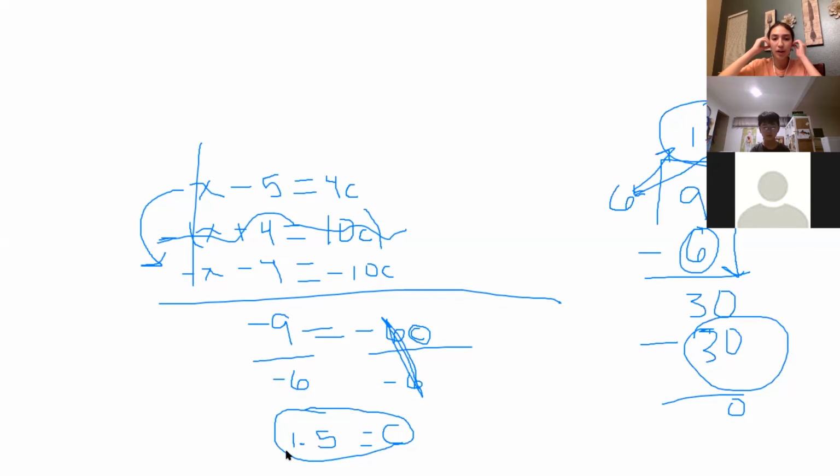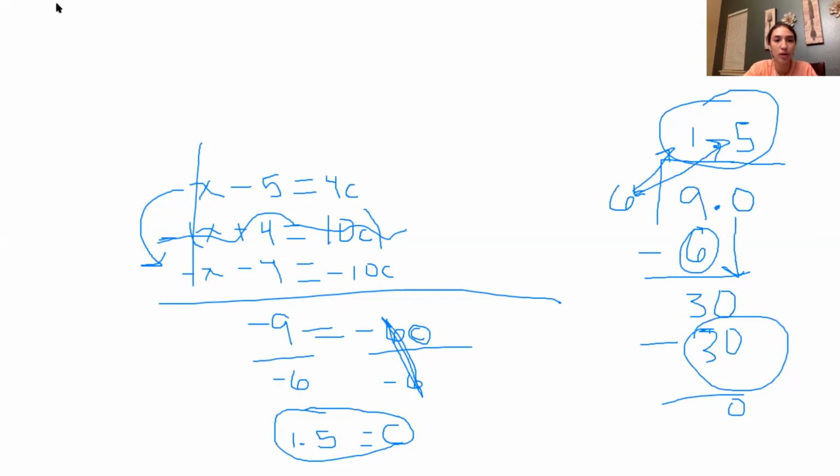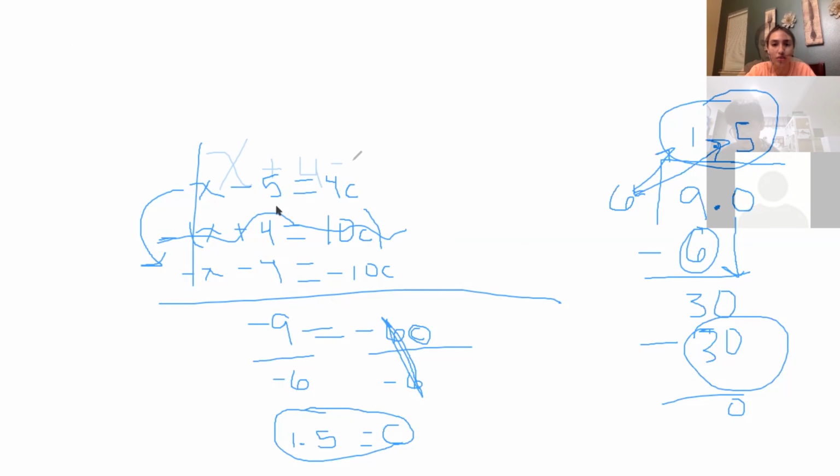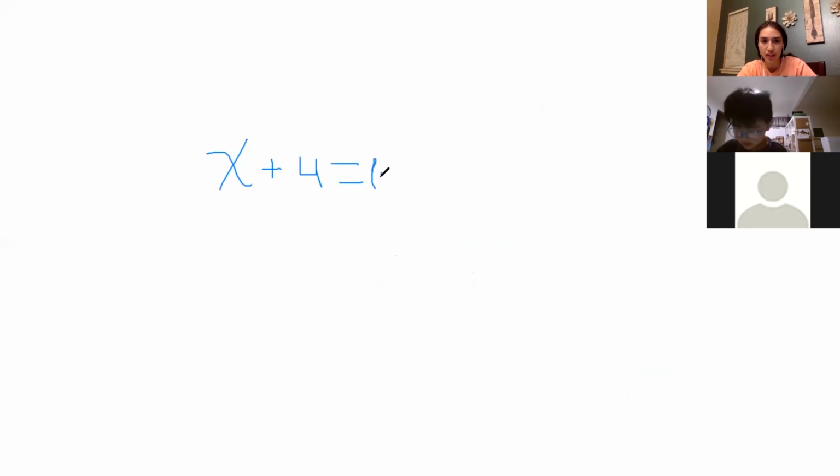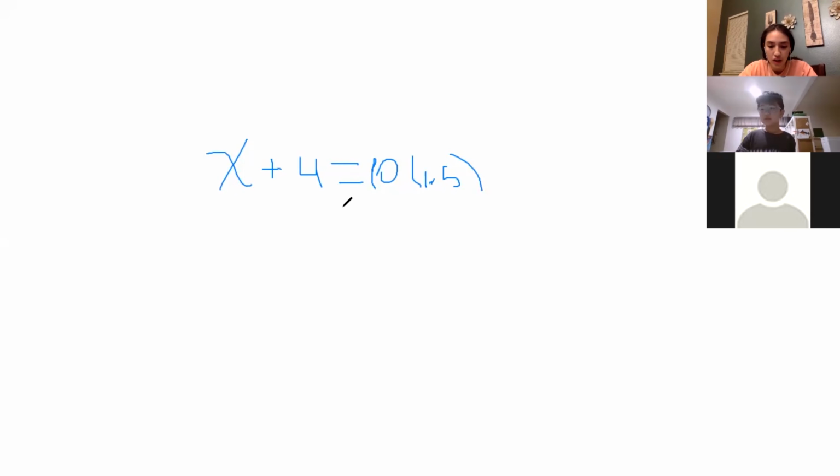So now that we know what c is, we can put it back into our equation to get the x, because that's what we're solving for. We're solving for the x, the total amount of money. So which equation do you want to use? If you use this one, you have to plug in c. So 10 times 1.5, what did you get? I got 10.50. So 10 times 1.5 is 15. Once we multiply, we get 15, not 10.5.